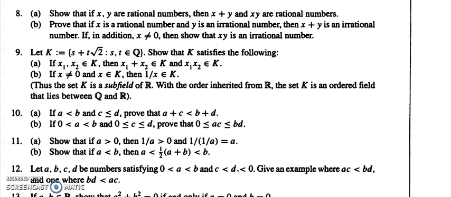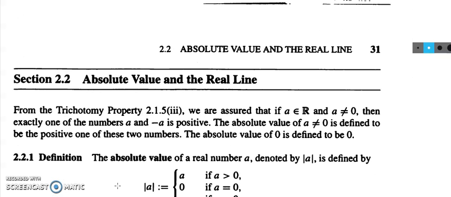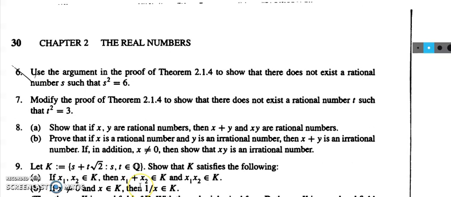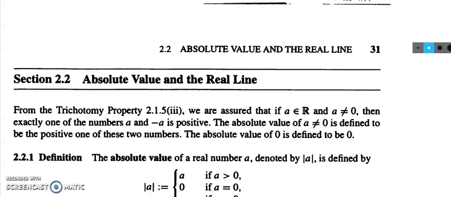I will give you some exercises other than this also. You go through these exercises, and you try to submit at least these three: 10, 11, and 12. These three are the assignment for order properties of real numbers, to be submitted in the Google Classroom. In the next class we'll do the next topic.